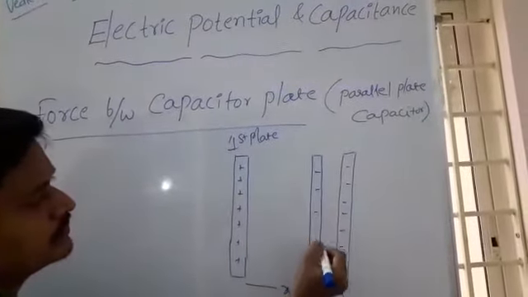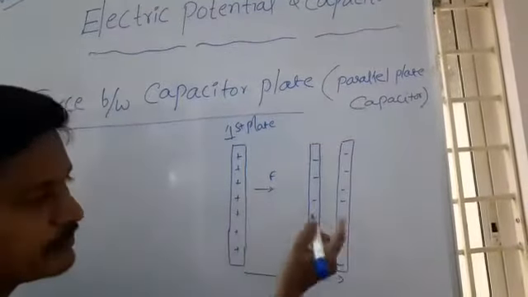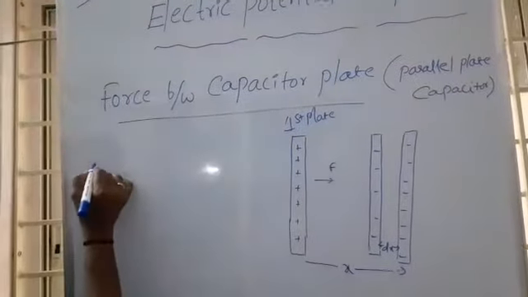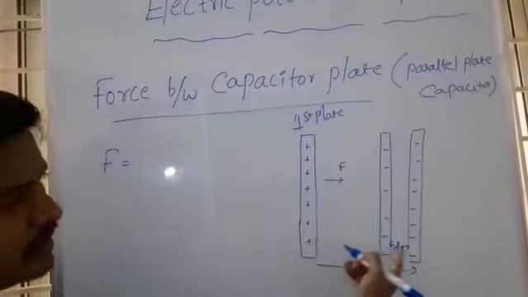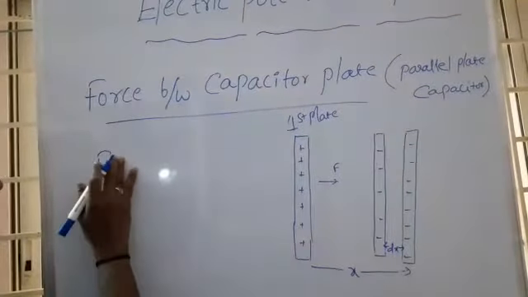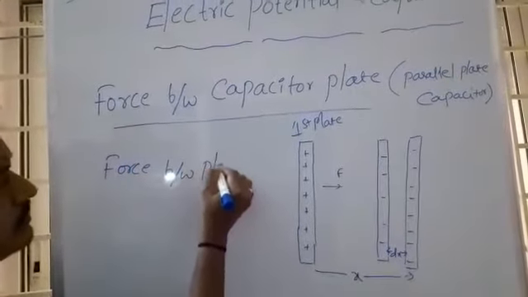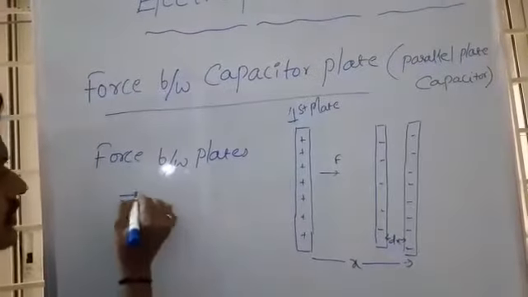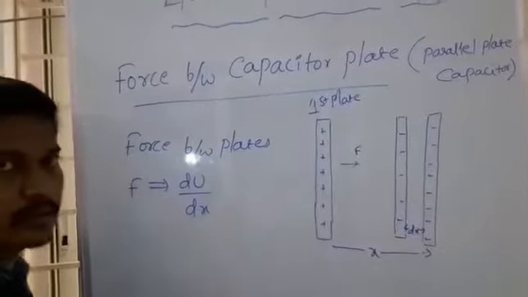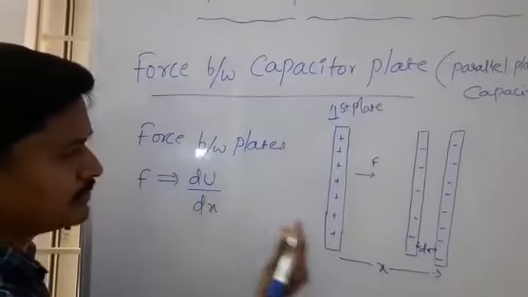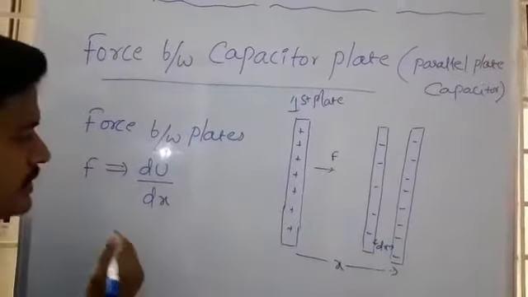So what is the force of attraction between these plates? The force of attraction between the capacitor plates, F, we can determine. Here the force is nothing but the force between plates, that is F is equal to dU divided by dx, meaning the rate of change of energy. Force is equal to the rate of change of energy.